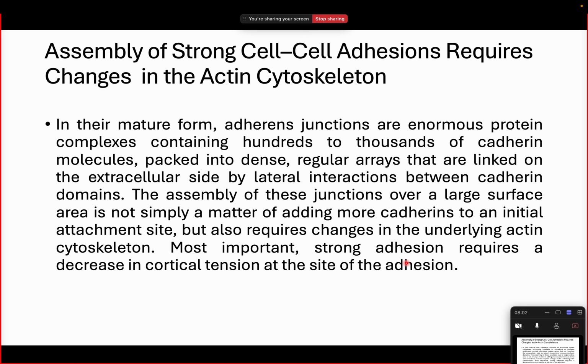In their mature form, adherens junctions are enormous protein complexes containing hundreds to thousands of cadherin molecules, packed into dense, regular arrays that are linked on the extracellular side by lateral interactions between cadherin domains. The assembly of these junctions over a large surface area is not simply a matter of adding more cadherins to an initial attachment site, but also requires changes in the underlying actin cytoskeleton. Most important, strong adhesion requires a decrease in cortical tension at the site of the adhesion.